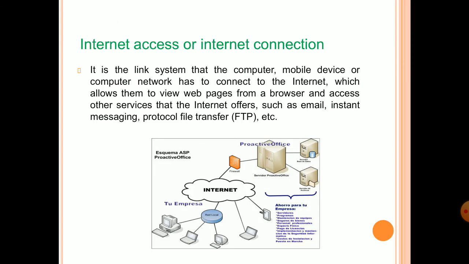First, I'm going to give a definition related to access or internet connection. What is it? It is the link system that a computer, mobile device, or computer network has to connect to the internet, which allows them to view web pages from a browser and access other services that the internet offers, such as email, instant messaging, file transfer protocol, etc.